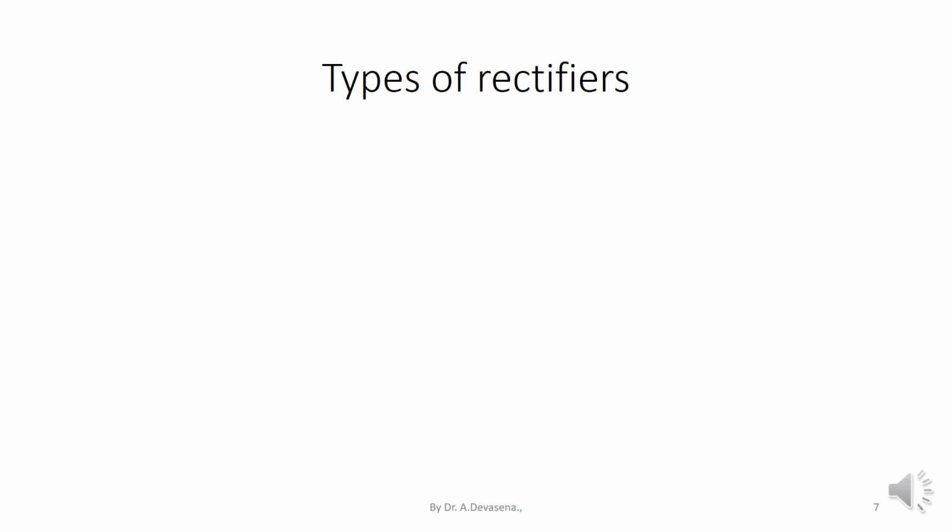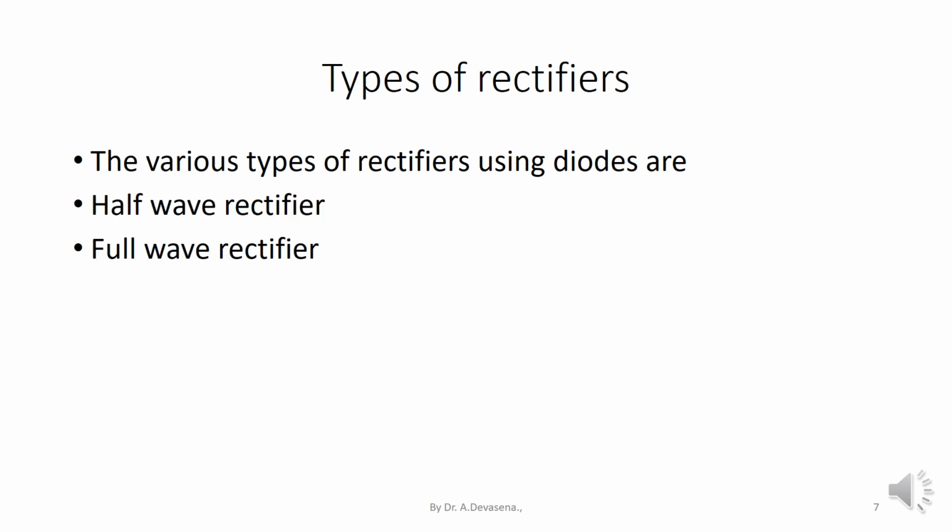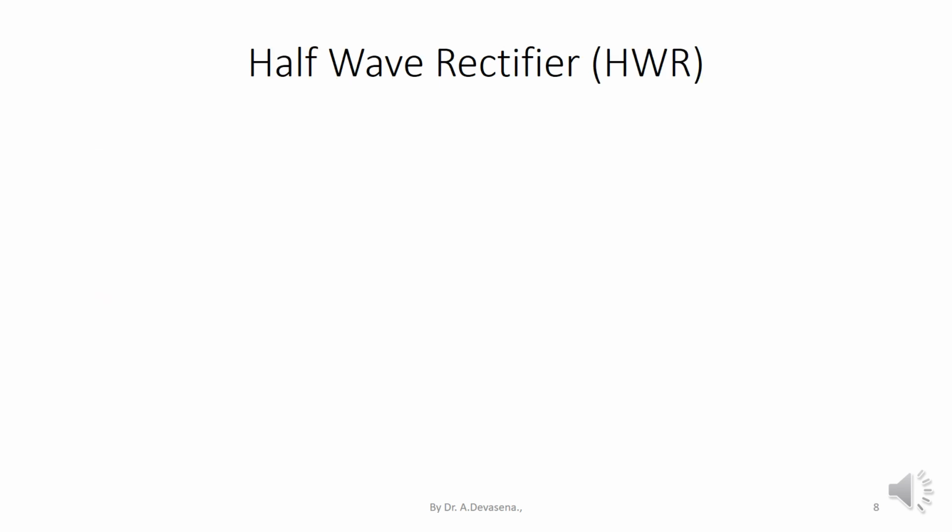Let us see the types of rectifiers. There are various types of rectifiers. They are half-wave rectifier, full-wave rectifier, and bridge rectifier. Let us see the operation of the half-wave rectifier.